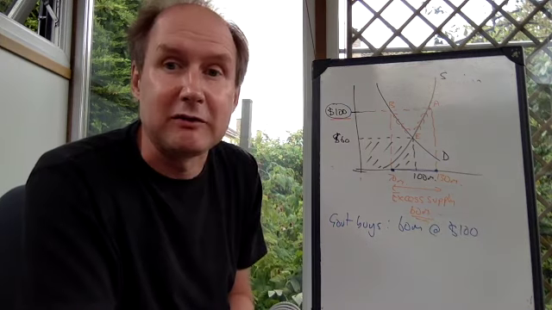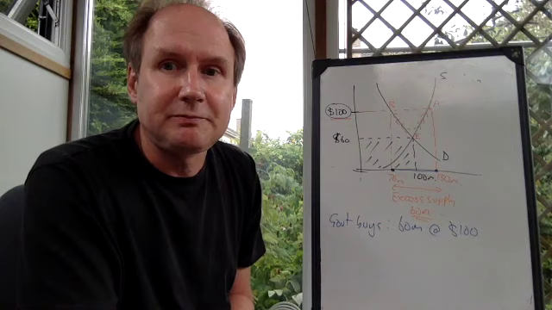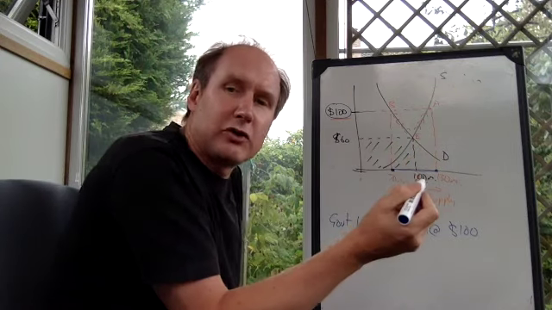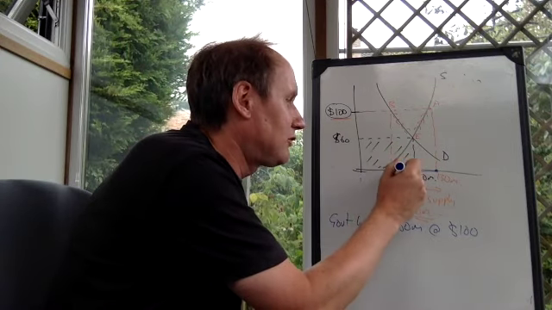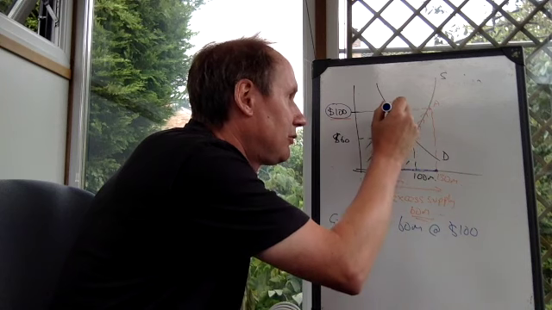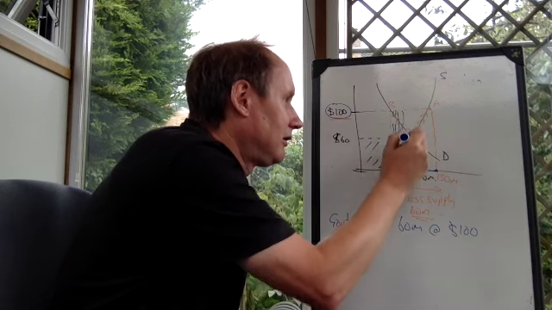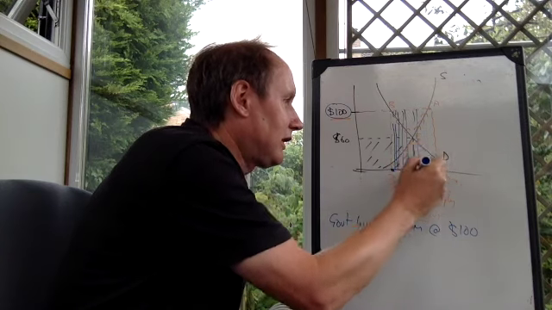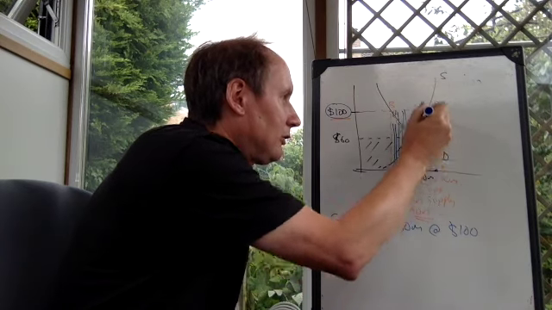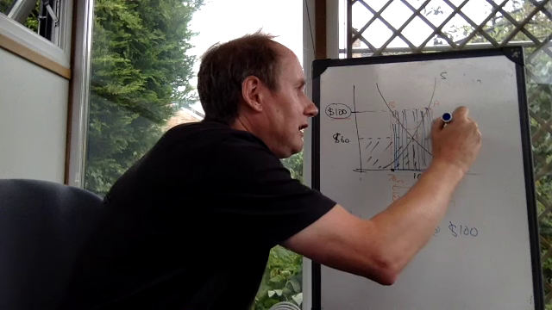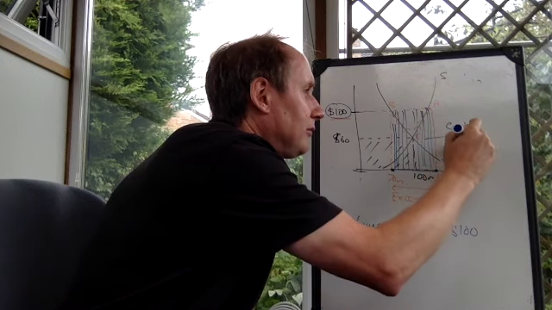That's quite expensive. We can show that on the diagram by saying each one of those units has to be bought at $100. So this area here, AB times the vertical distance there, that is the cost to the government.